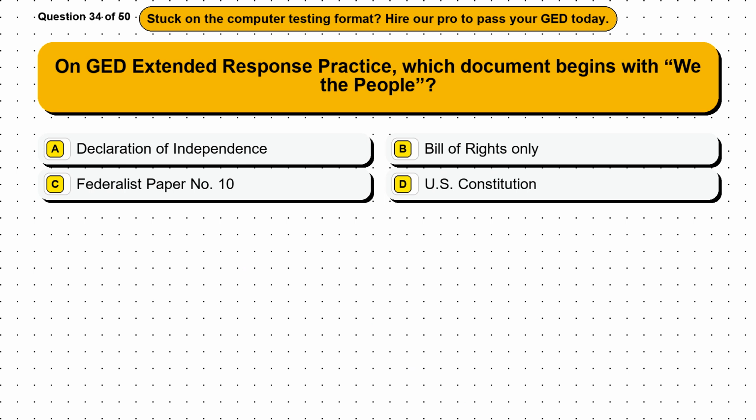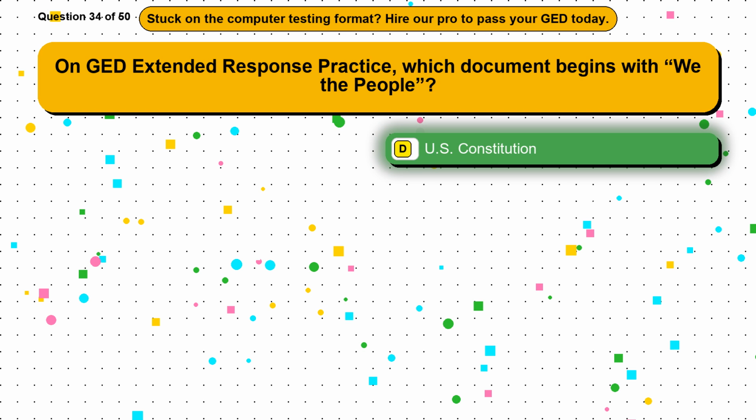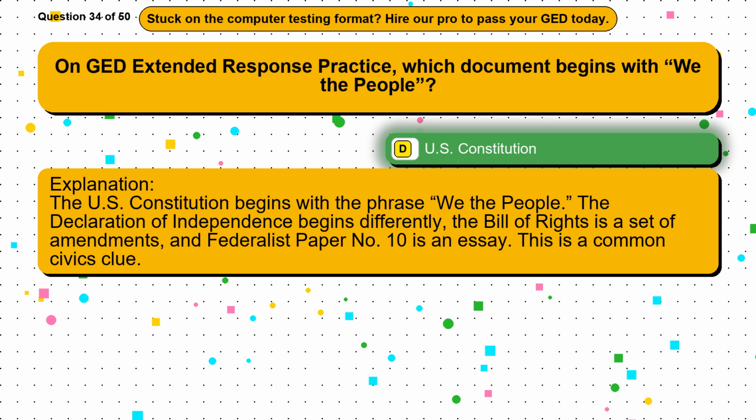Question 34. On GED Extended Response Practice, which document begins with "We the People"? Option A Declaration of Independence. Option B Bill of Rights only. Option C Federalist Paper No. 10. Option D U.S. Constitution. The correct answer is option D. U.S. Constitution. The U.S. Constitution begins with the phrase "We the People." The Declaration of Independence begins differently, the Bill of Rights is a set of amendments, and Federalist Paper No. 10 is an essay. This is a common civics clue.